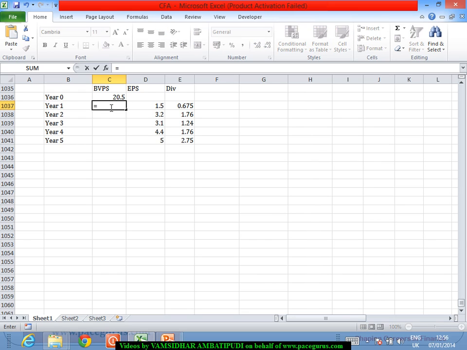So at the end of the first year, the book value is the beginning book value plus EPS minus the dividend, whatever is getting paid out. So the book value per share is typically increasing in each of the years at this particular level, right? Even for the fifth year, the book value is the previous year's book value plus EPS minus the dividend. So these are the book value per share for each of the years.